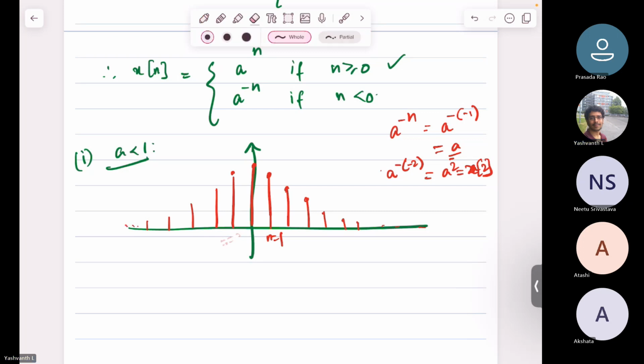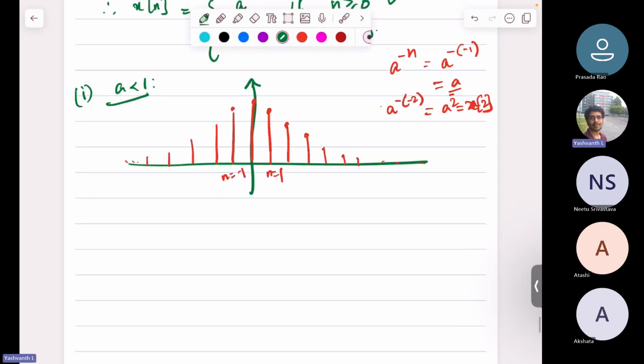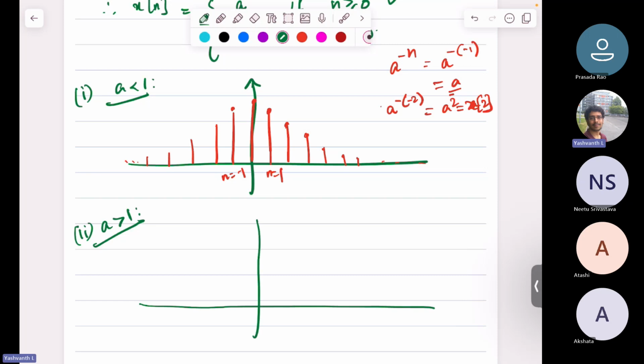This is for a less than 1. Now, similarly, for a greater than 1, how will it be? Will the signal increase or decrease with n? It will increase because a is greater than 1. So it will be 1 at n equal to 0, and it will be a at n equal to 1.